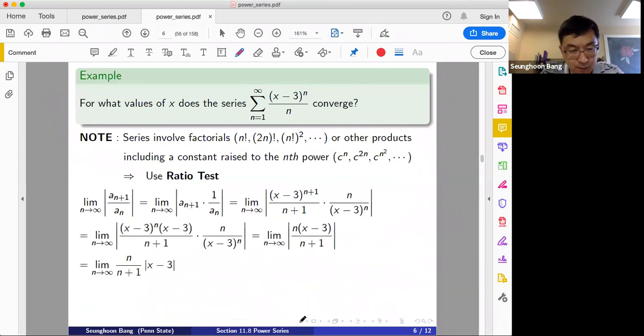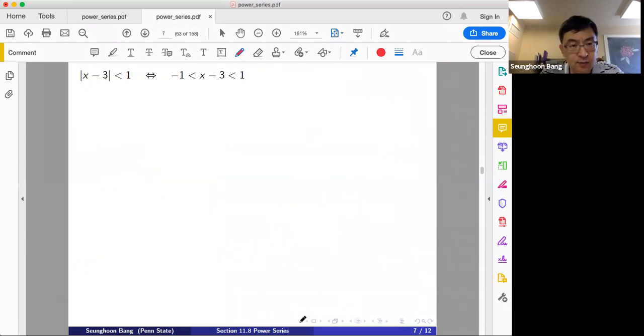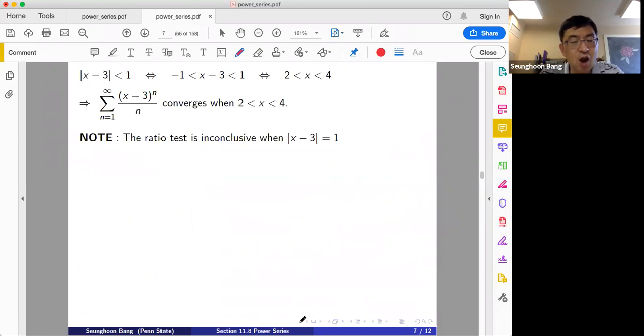So here, like this, we have it. So it converges. Note the ratio test is inconclusive when the absolute value of x minus 3 equals 1. What does it mean? We only think about endpoints. At endpoint 2, x equals 2, you plug 2 into the series, summation n equals 1 to infinity, the 2 minus 3 to the power n over n. So we have summation n equals 1 to infinity, minus 1 to the power n over n.